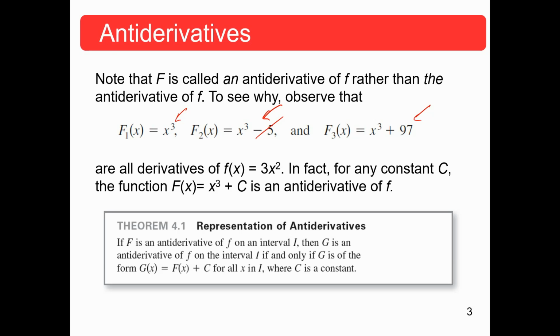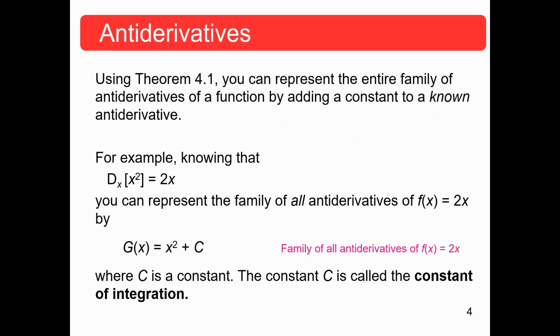3x squared. So what we're going to say is that if F is an antiderivative of little f on an interval, then G is an antiderivative of f on that interval if and only if G is of the form G equals F plus some constant c, where c can be anything. Now, using this theorem, we can represent an entire family of antiderivatives of a function, basically just by adding a constant to some known antiderivative.